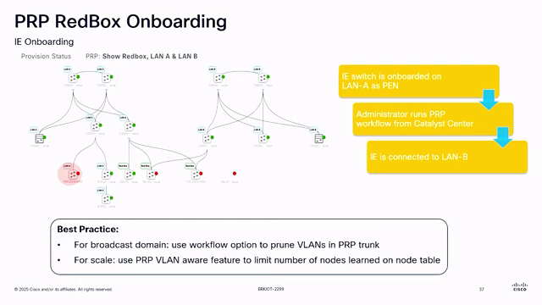And the second good practice is, if you have a scale environment like Audi, there is a new feature also available now in IOS XE that creates this concept of PRP VLAN aware. That means PRP has some tables in hardware, so there is a limited scale for endpoints. If we use PRP VLAN aware, we make sure we are only learning of the nodes we care about, so we are not oversubscribing these tables.